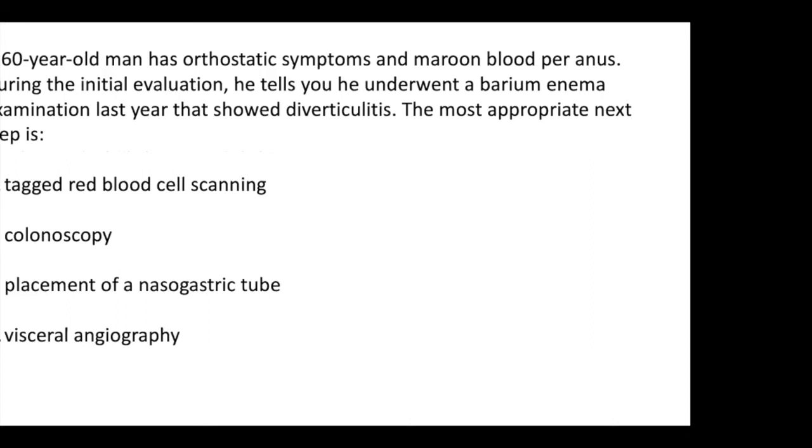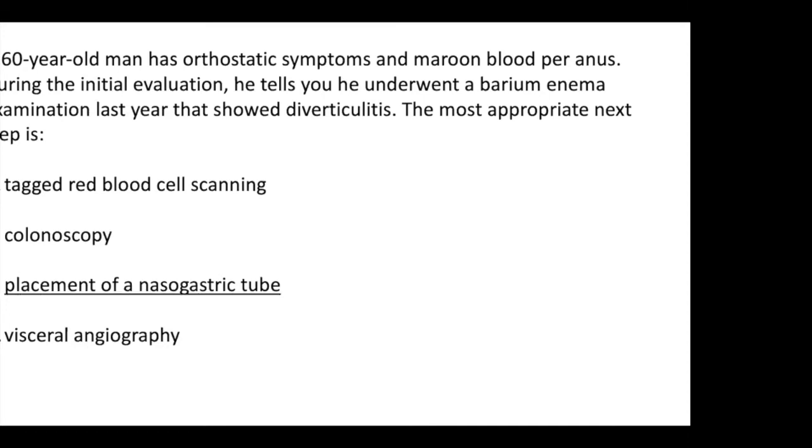A 60-year-old man has orthostatic symptoms and blood per anus during the initial evaluation. What is the most appropriate next step? So I think for this one they want you to do an NG tube for that source. And you would be right.